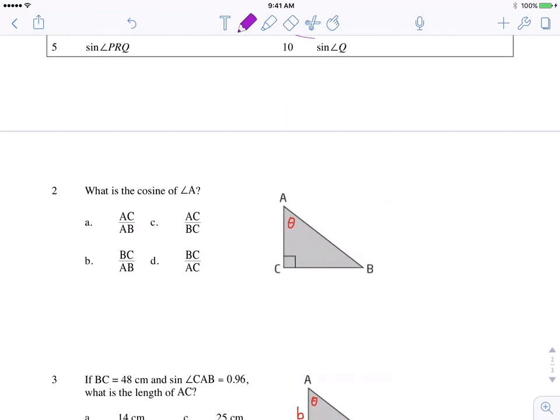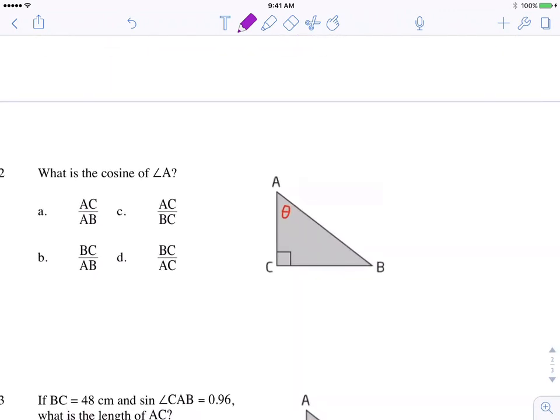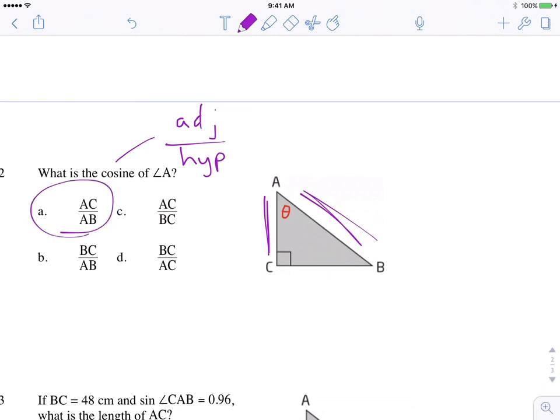What is the cosine of angle A? I've just gone ahead and labeled angle A theta. What is the cosine? We know cosine is adjacent over hypotenuse. In that case, the adjacent here is AC, and the hypotenuse obviously is AB. So adjacent over hypotenuse is AC over AB. Therefore, this has to be A.